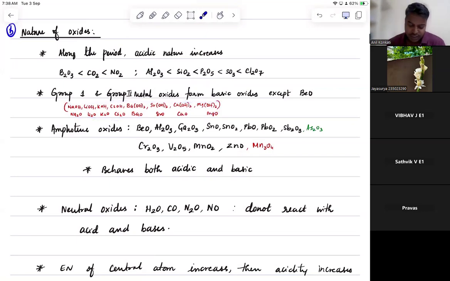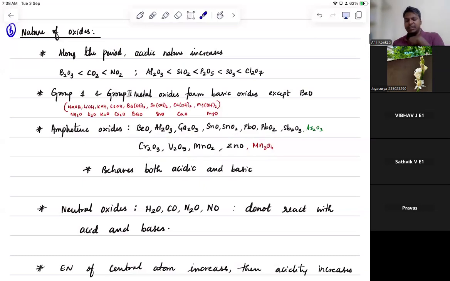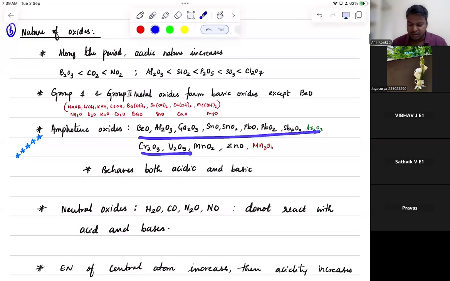Now note the amphoteric oxides: beryllium oxide, Al2O3, Ga2O3, SnO, SnO2, PbO, PbO2, Sb2O3, H2O, Cr2O3, V2O5, MnO2, ZnO, and Mn3O4. These are the oxides you need to mug up, everybody. This is a must-do question, a compulsory question. Everybody should attempt it and get it correct: which of the following are amphoteric oxides? So remember this list and practice it.